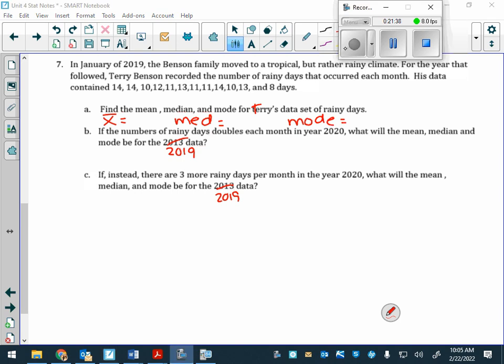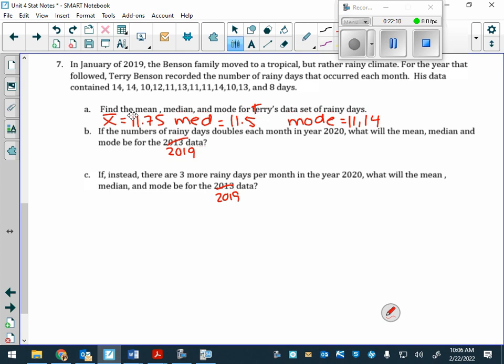What was the mean? Yeah, Grant. Good, 11.75. What was the median? Yeah, Riley. 11.5. And what was the mode? Nick? 11 and 14. Okay? 11 and 14.